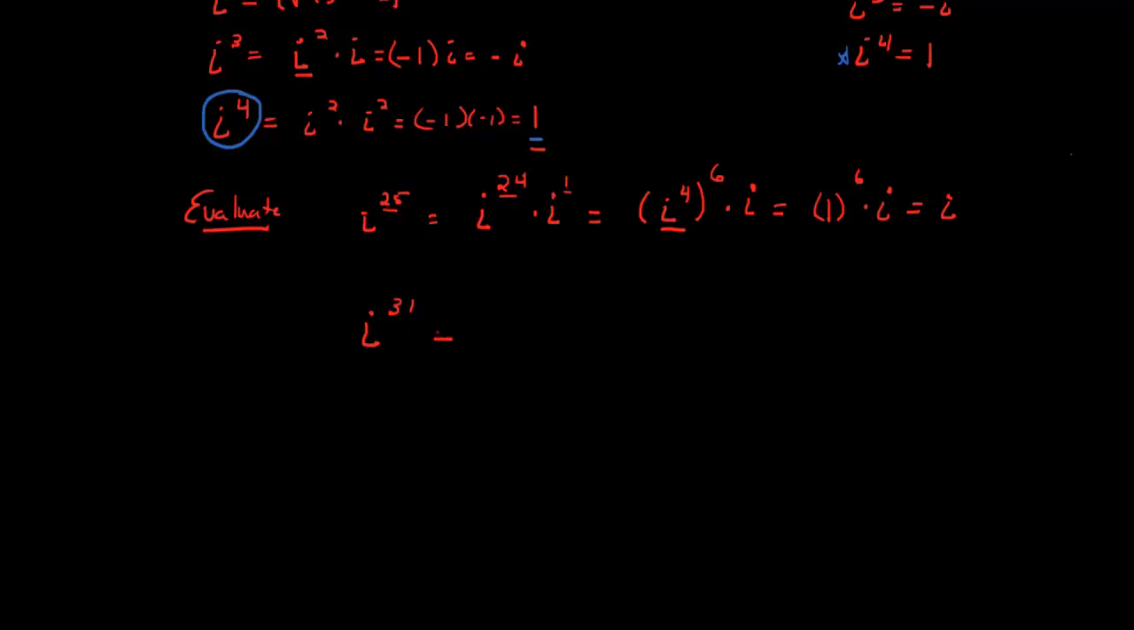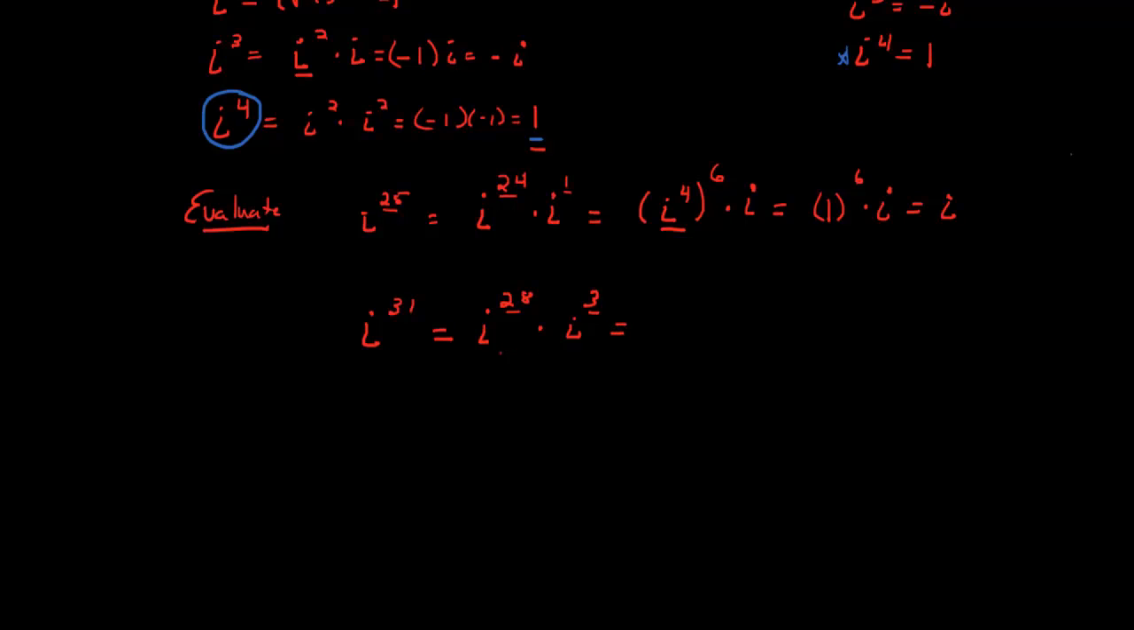So I'm going to break this down into i to the 28th times i to some value. 28 plus some value gives you 31, so that's going to have to be a value of 3. So we're going to have i to the 28th times i cubed, because 28 plus 3 gives you a value of 31.